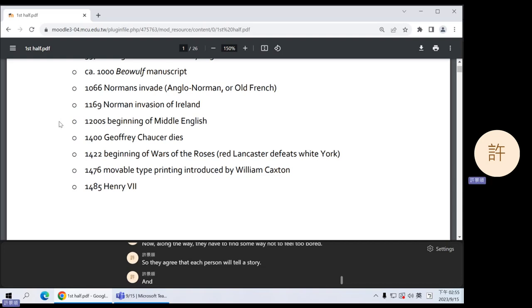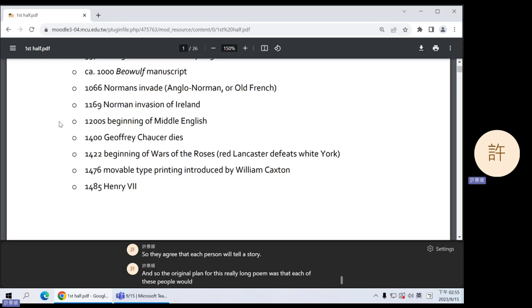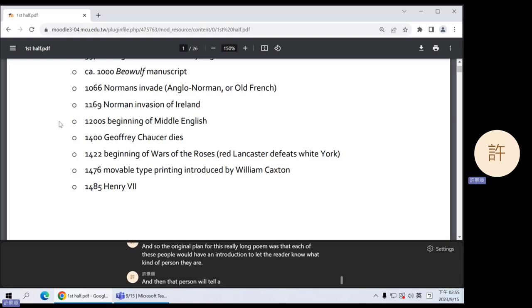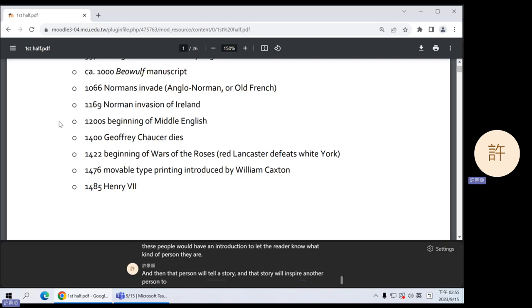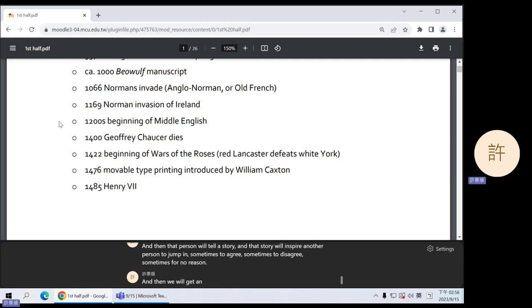And so the original plan for this really long poem was that each of these people would have an introduction to let the reader know what kind of person they are. And then that person will tell a story. And that story will inspire another person to jump in, sometimes to agree, sometimes to disagree, sometimes for no reason. And then we will get an introduction to the second person, and the second person will tell a story, and so on. Each of these 108 people would be different.